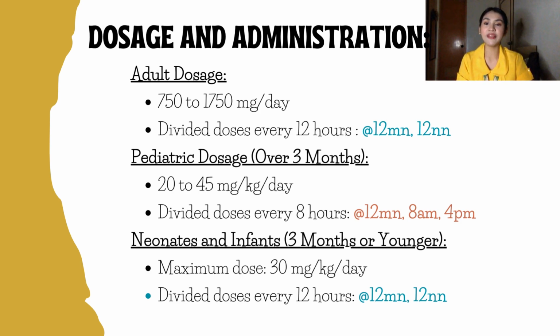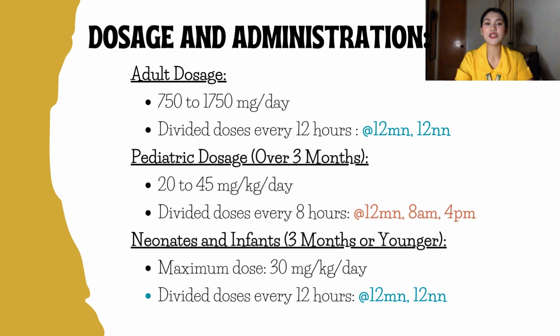Next, we have the pediatric dosage for children or infants over 3 months. That is 20 to 45 milligrams per kilogram a day, divided into doses every 8 hours, at 12 midnight, at 8 a.m., and at 4 p.m. Lastly, we have the neonates and infants, those 3 months or younger. The maximum dose for this is 30 milligrams per kilogram a day, also divided into doses every 12 hours, at 12 midnight and 12 noon.